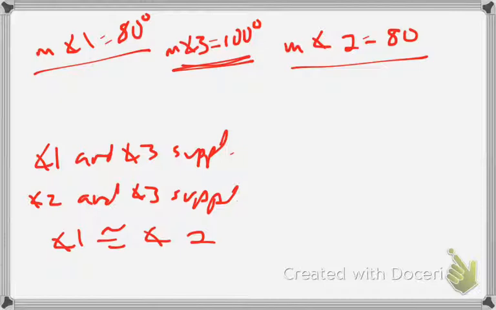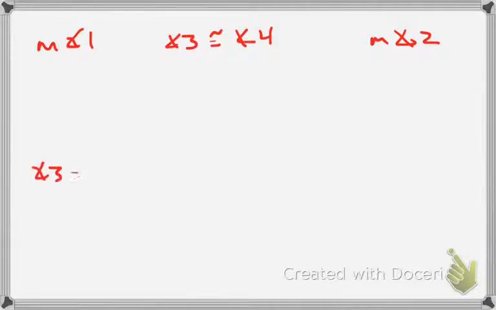Okay? Now, what if we know, let's see, we're going to talk about angle 1 again and angle 2. Now let's talk about the fact that we've got two other angles, angle 3 and angle 4, that are congruent. Okay? So angle 3 and angle 4 are congruent. What if I told you that angle 1 and angle 3 are supplementary?